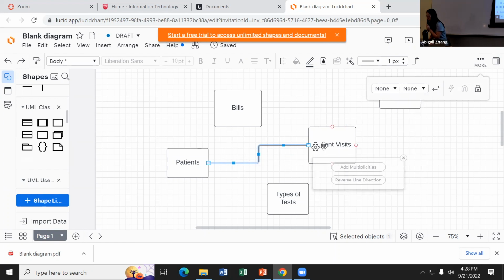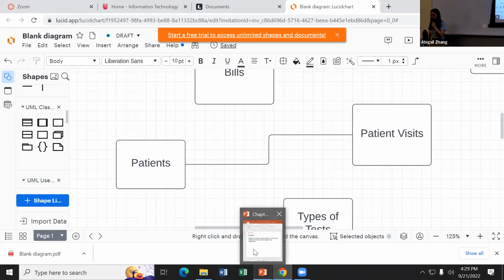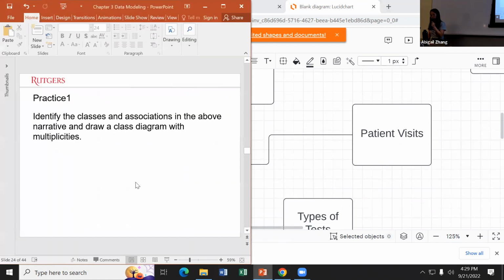Let's just assume that this relationship is generic, so we don't want any arrows. Your cursor is still active on this line. You should be able to see a very shallow, shaded box. If you move your cursor to it, you will see the option to add multiplicity. But before we add multiplicity, let me refresh your mind of this case.